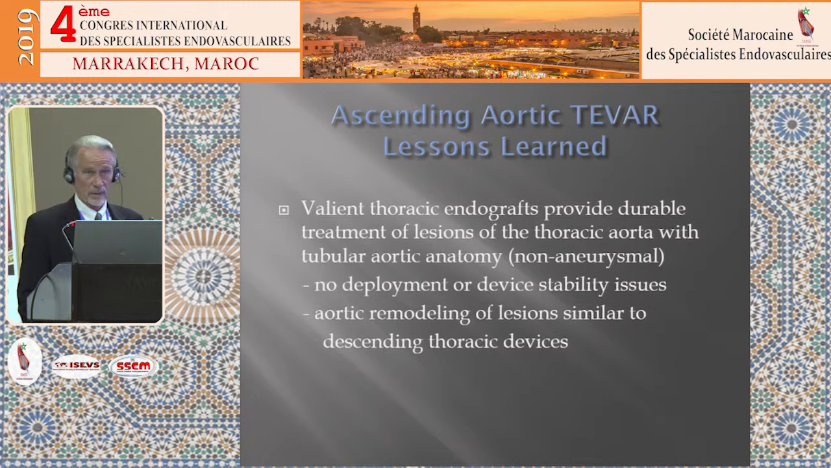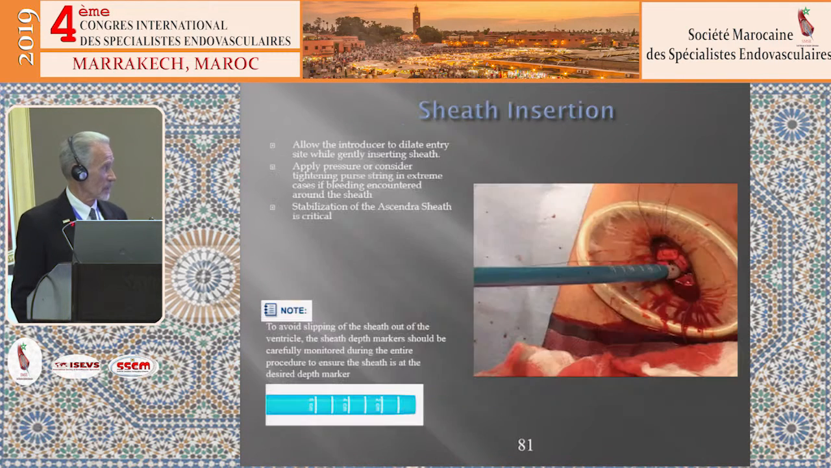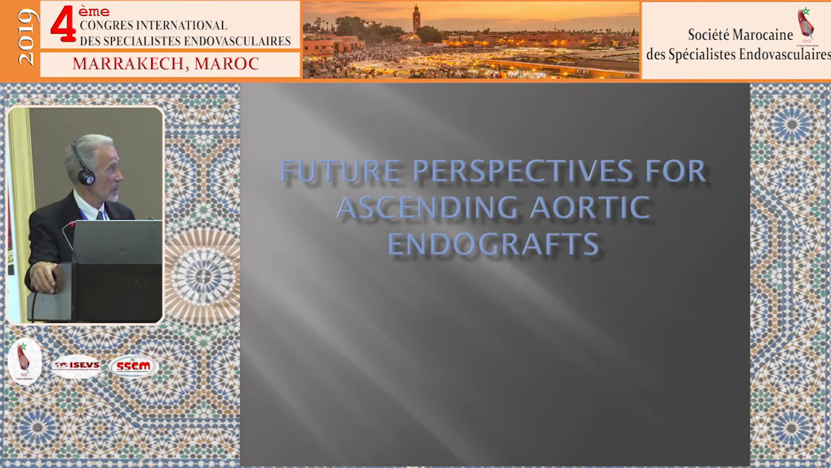staying in place, and that these lesions remodel, so that replacement in the ascending aorta is very promising. Another way to try to address these is with transapical access. We're all familiar with what that looks like. And these, particularly in patients that maybe have a horizontal anatomy or a difficult lesion to treat.